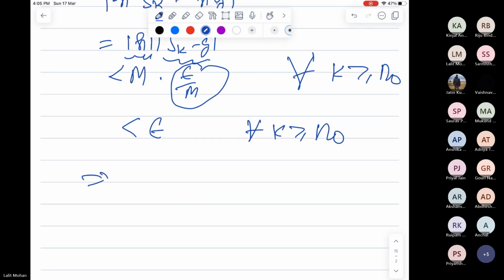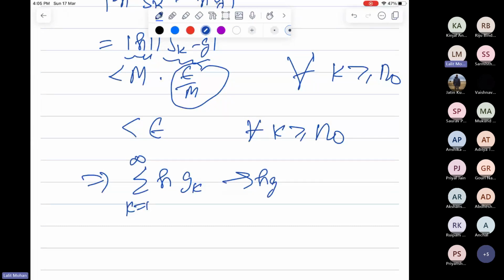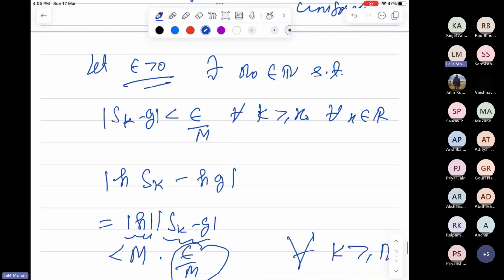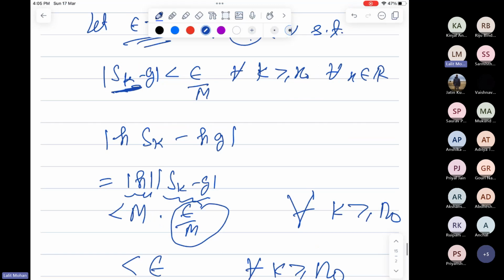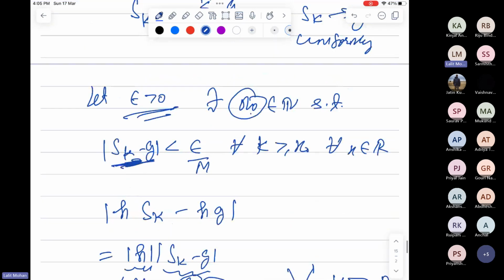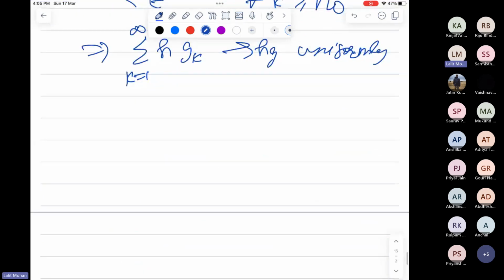It means h of this gk will converge to h of G uniformly. Why uniformly? Because this n naught depends only on epsilon. Why? Because this Sk convergence is uniform and we are using the same n naught here. So since this convergence is uniform, this n naught will depend on epsilon only. This is just the sequence of partial sums.